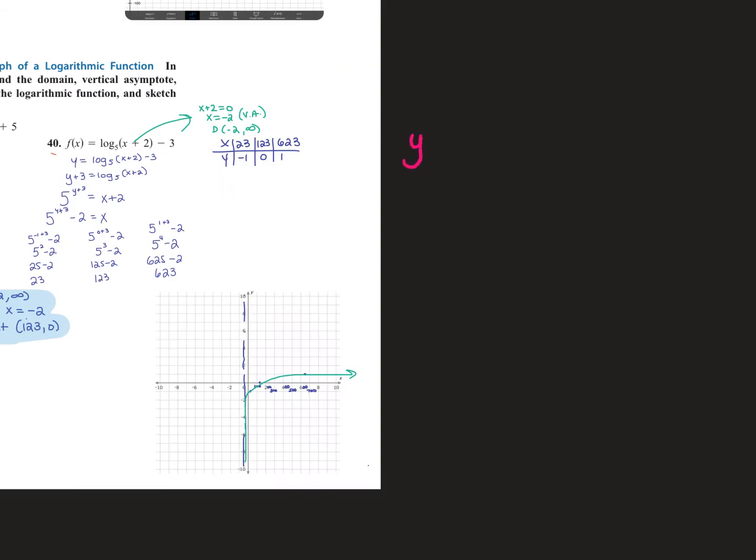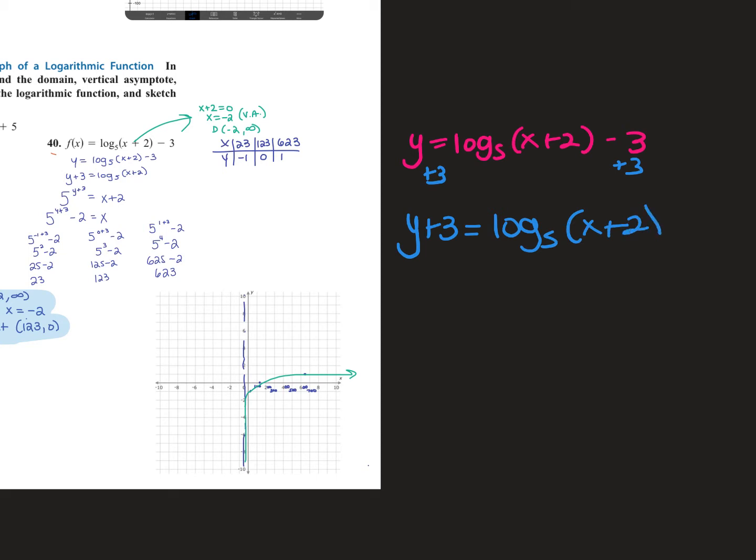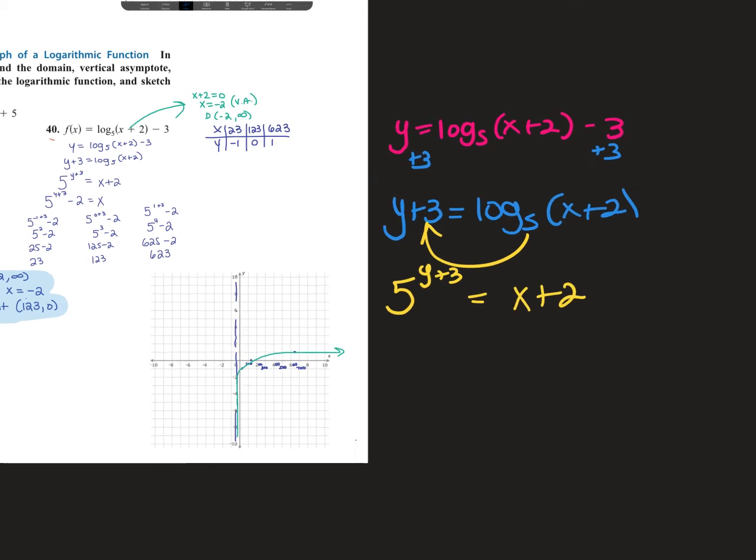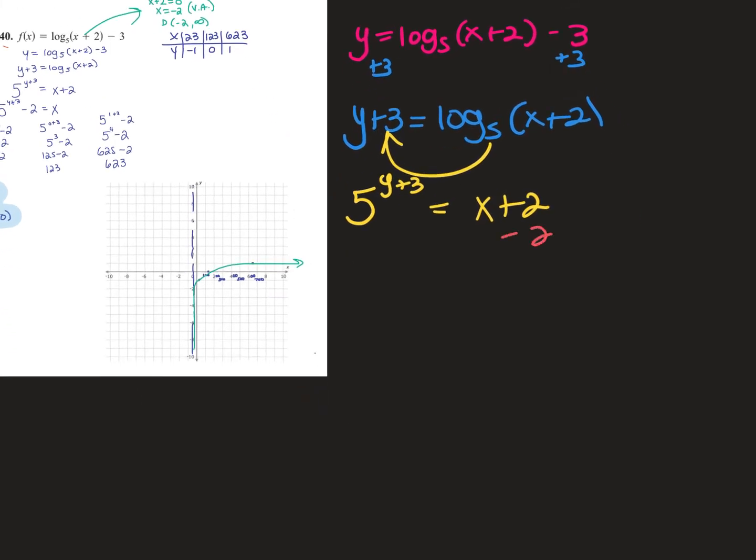I would rewrite it as y equals log base 5 of (x plus 2) minus 3. And then I have to move the 3 before I can convert it. So it would be y plus 3 equals log base 5 of (x plus 2). And then the 5 comes over and picks this up. So 5 to the (y plus 3) would equal x plus 2. And then that last step would be to subtract the 2.